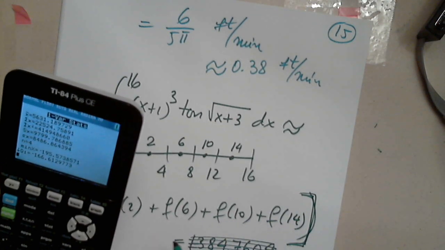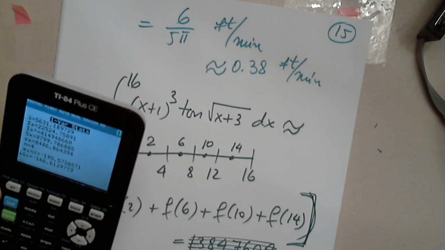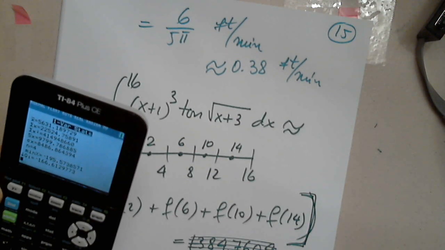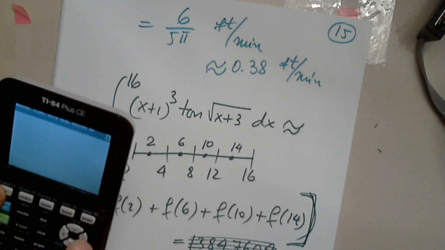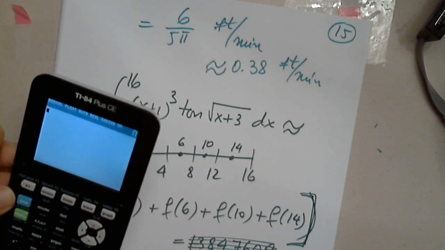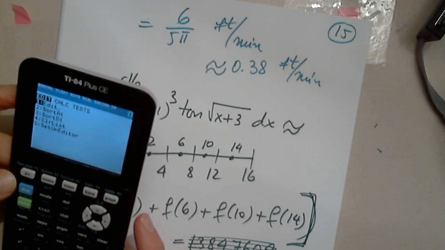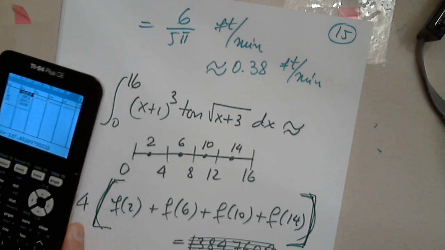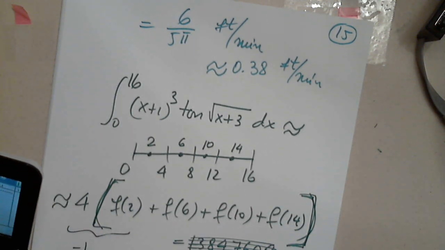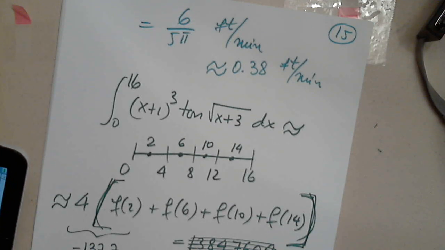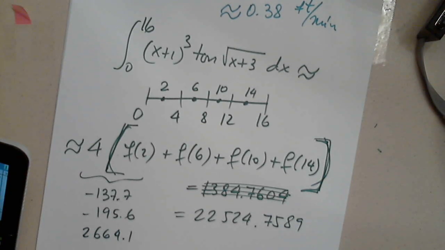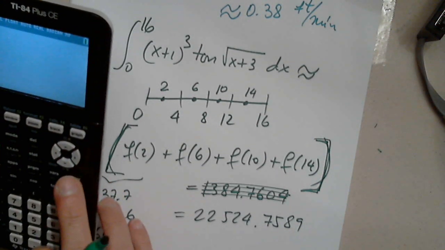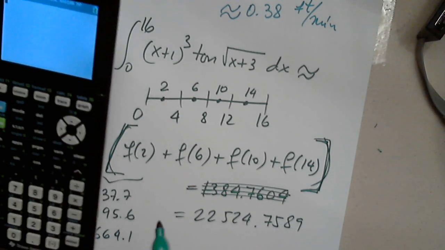But I'm also going to check at least one of these terms just to make sure. So I got 225.24.7589. And I'm going to check by hand. I don't think there is any error, but now once I make a mistake, I check everything. So this product I got is negative 137.7. The next one is negative 195.6. The next one is 2664.1, 20194. Okay, so I'm going to check by hand a couple of these. I'm going to check this four times.